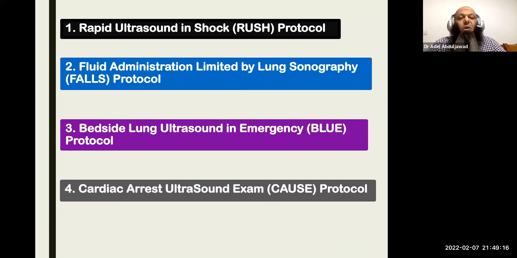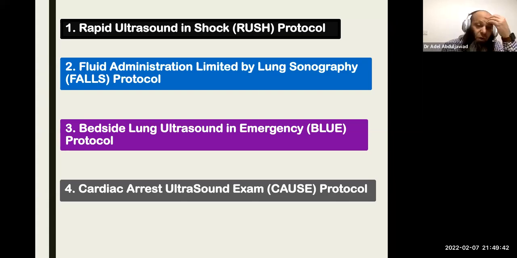Second protocol, we call it FALS. The FALS protocol stands for fluid administration limited by lung sonography. Third protocol, we call it the PLAPS protocol. PLAPS stands for what? Bedside lung ultrasound in emergency. This is the third protocol.